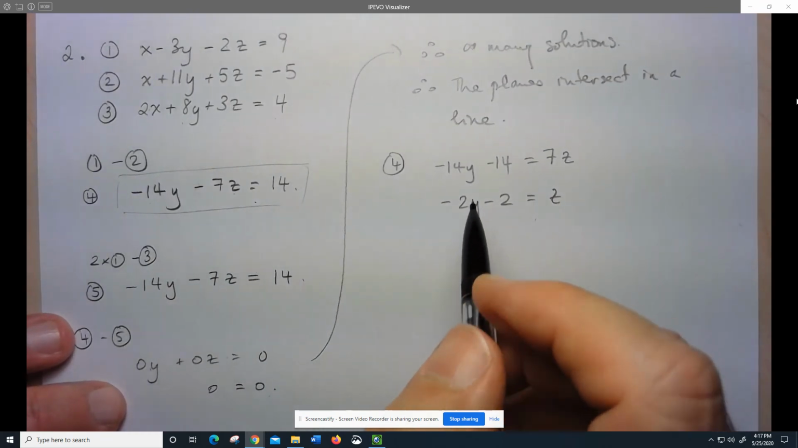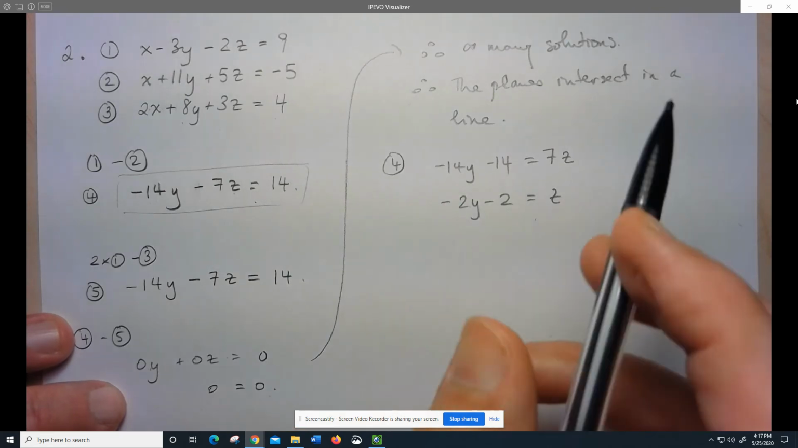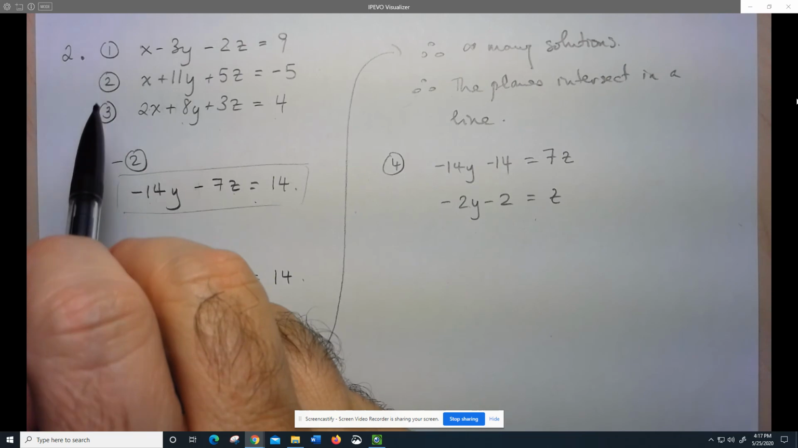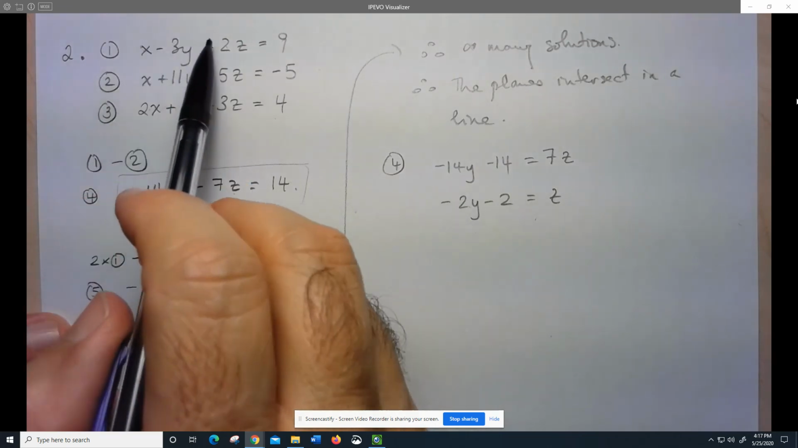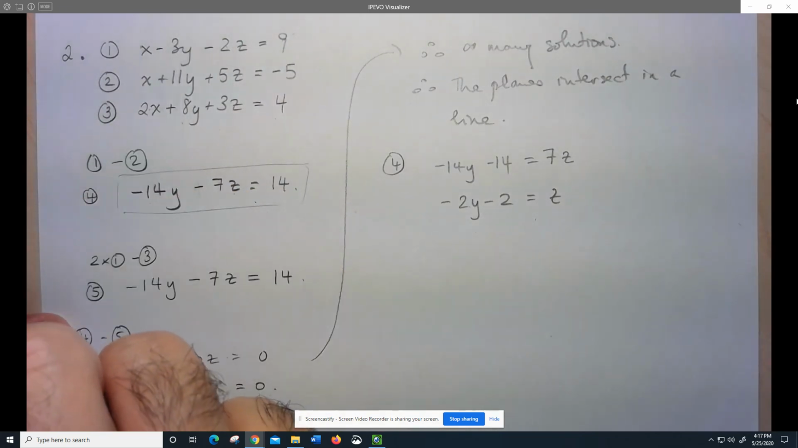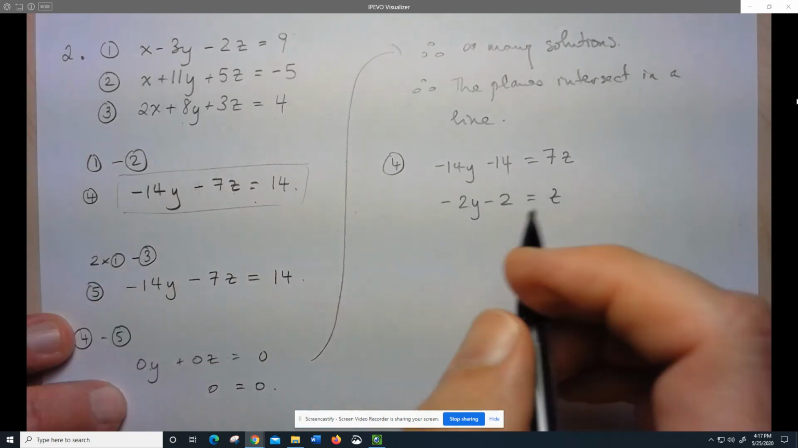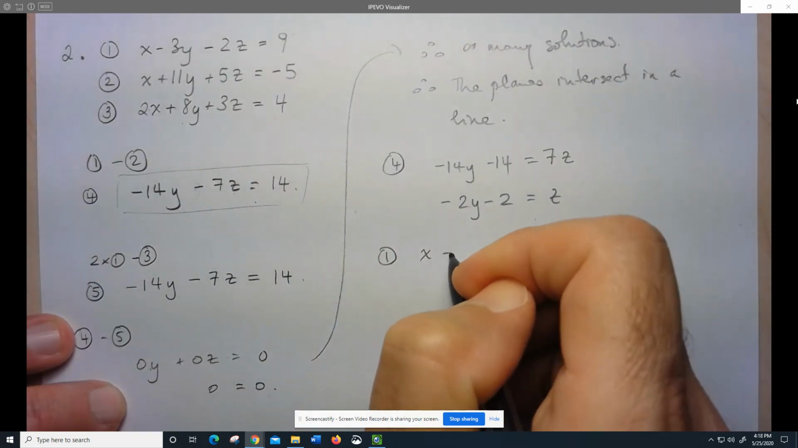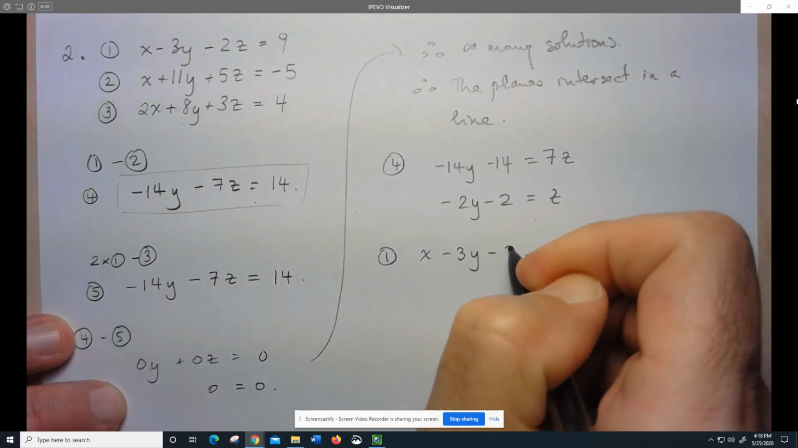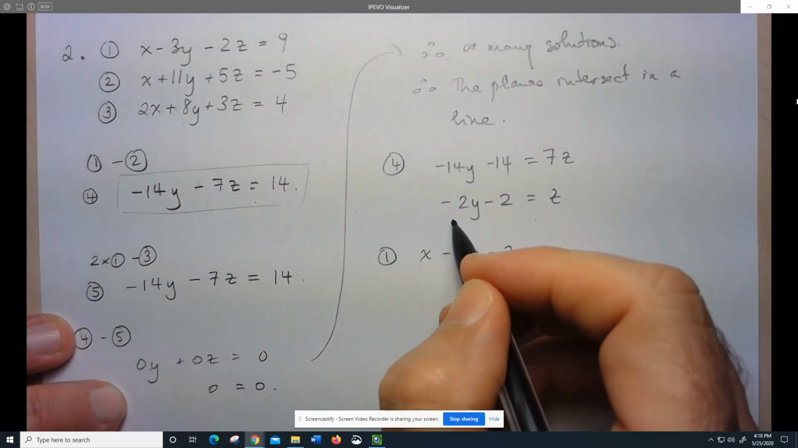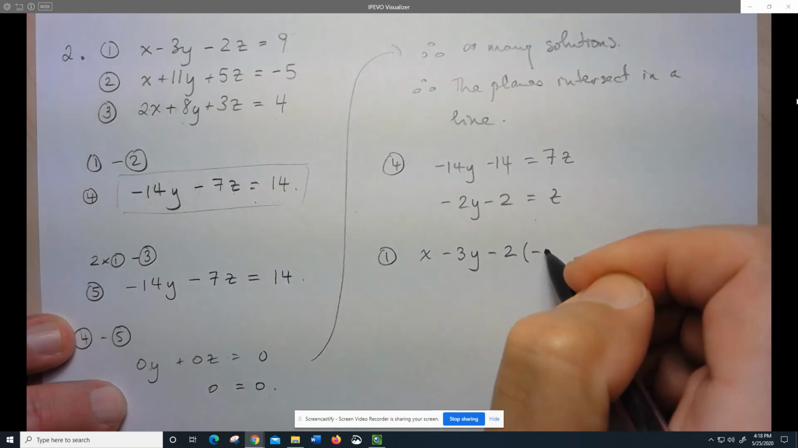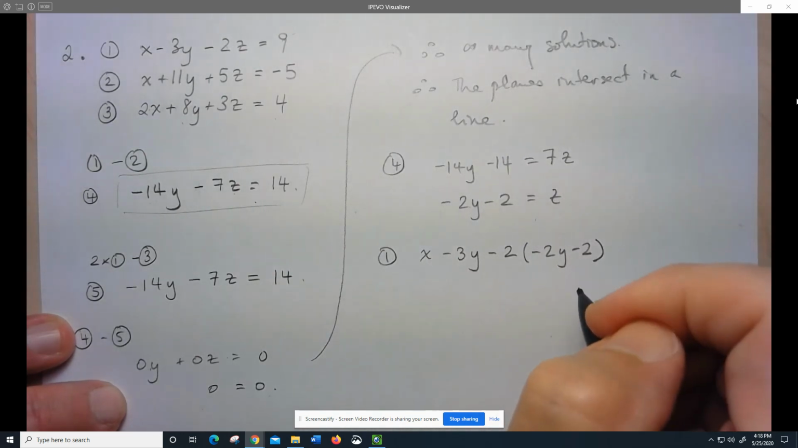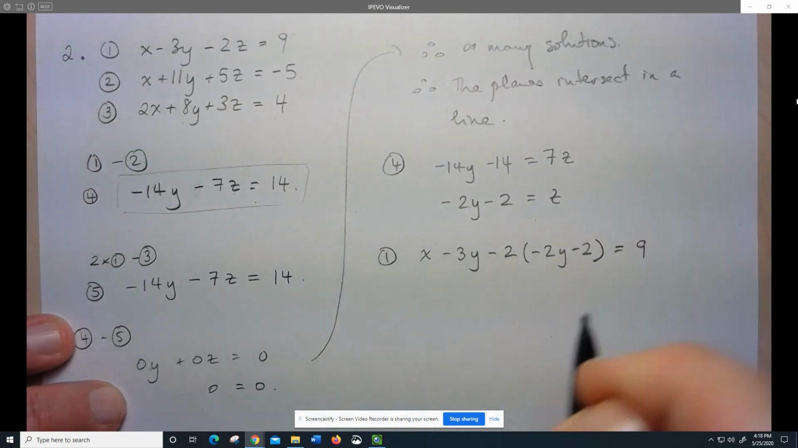Now I want to write x in terms of y. So I'm going to take this and plug it into one of these equations. I think number 1 looks to be the easiest. So if I take equation 1, I have x minus 3y minus 2 times, wherever I see z, I'm just going to replace it by negative 2y minus 2. And then that's equal to 9.